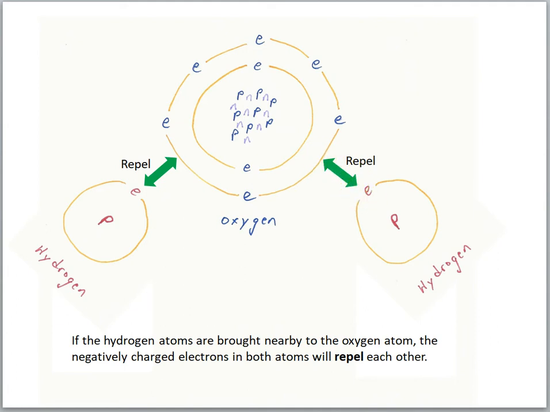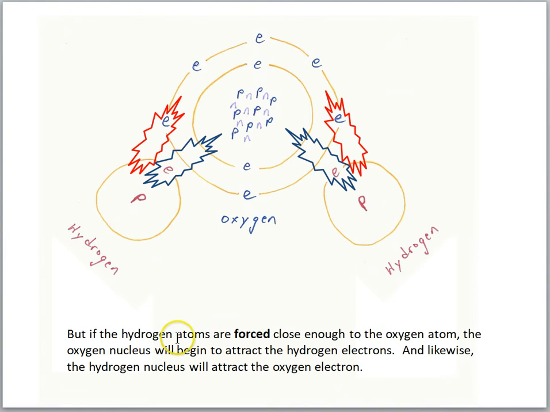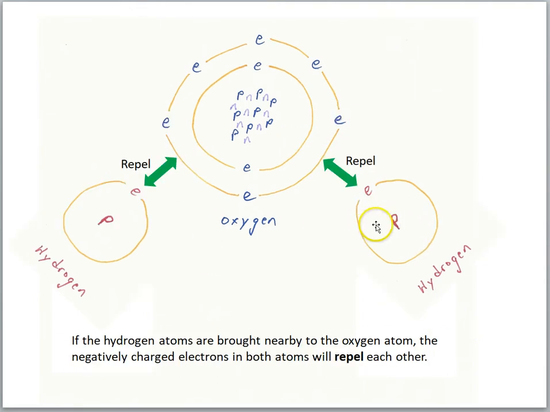Like charges repel. But if the hydrogen atoms are forced close enough to the oxygen atom, the oxygen nucleus will begin to attract the hydrogen electrons, and likewise, the hydrogen nucleus will attract the oxygen electrons. If we can bring those atoms close enough, now the electron from the hydrogen will start to feel an attractive force from the nucleus of the oxygen, and likewise, an oxygen electron will start to feel an attractive force from the nucleus of the hydrogen. So we have to get the atoms close enough for any kind of a chemical bond to form.